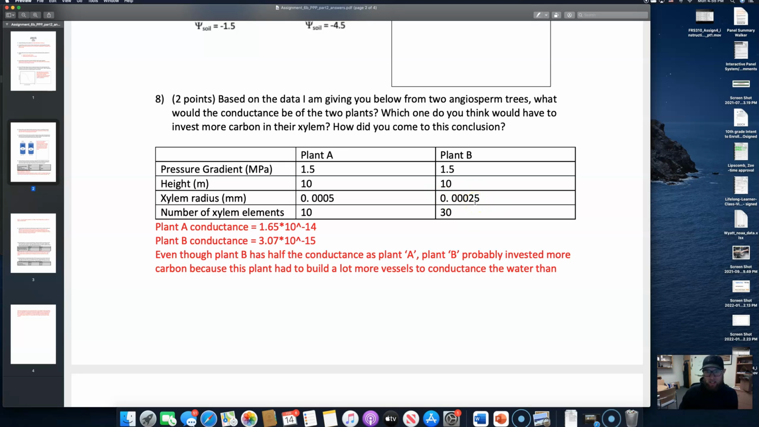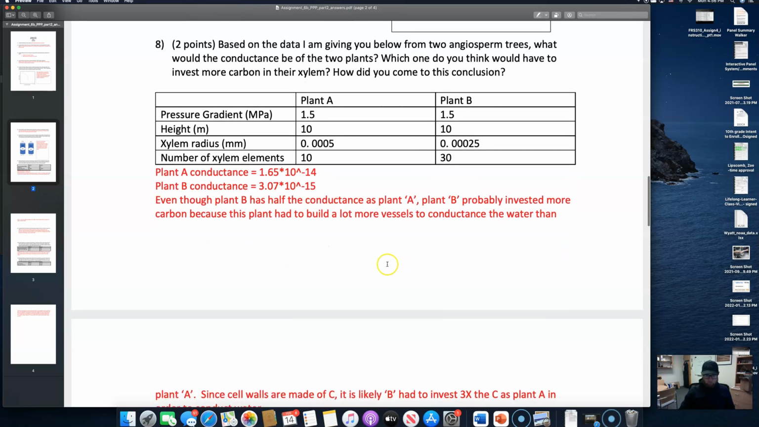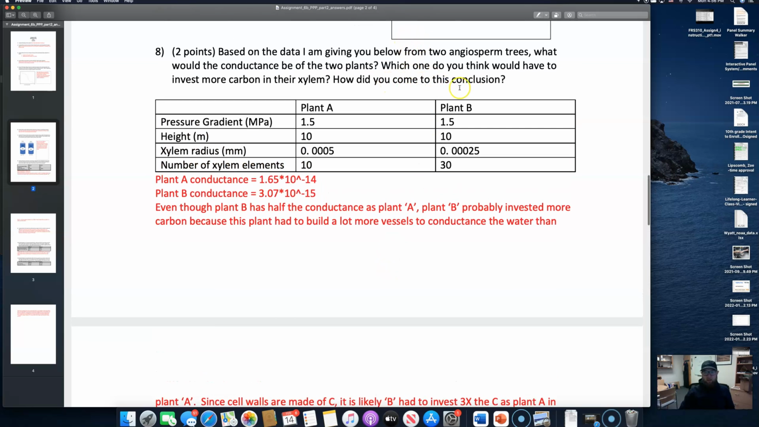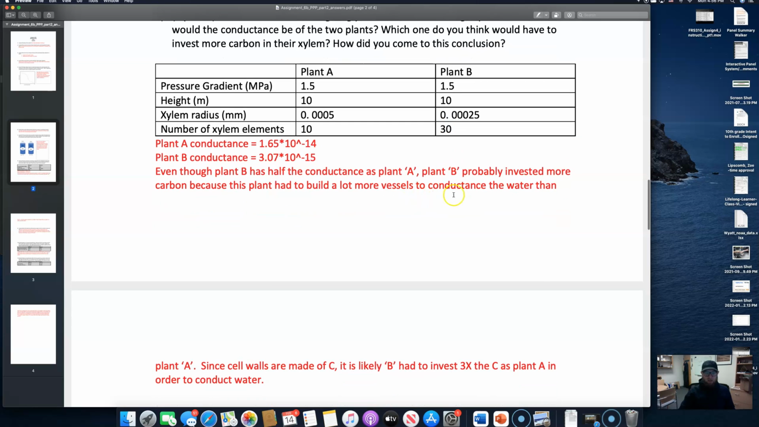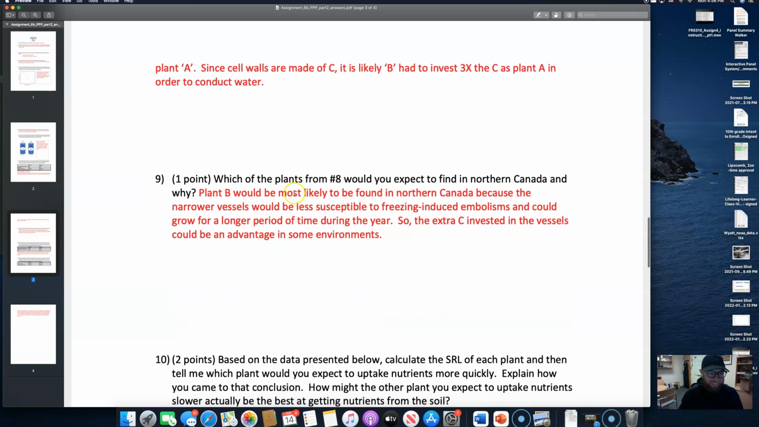So here's the radius of the two vessels. This one's half the radius, but it's produced a lot more. And if we did the calculation on total volume of cell wall area, it's going to be a lot more in this one that produced 30 vessels. So just the number of vessels is really what dictates how much carbon a plant invests in the xylem. And then the second part to that is, how did you come to that conclusion? What you would really be doing is looking at the number of vessels. That's captured in the answers here.